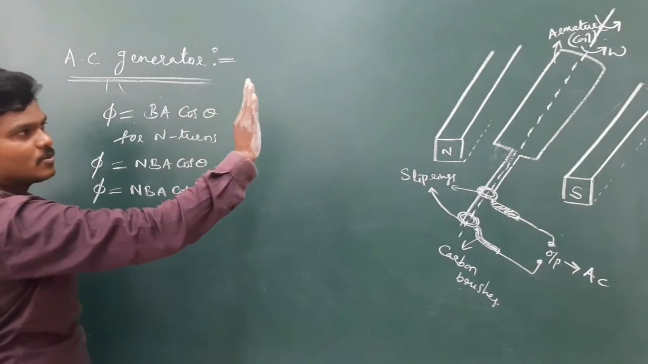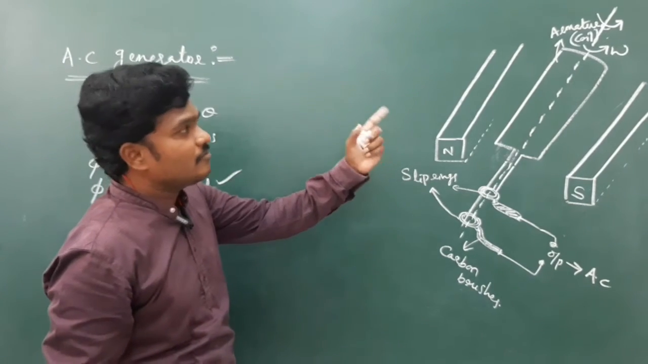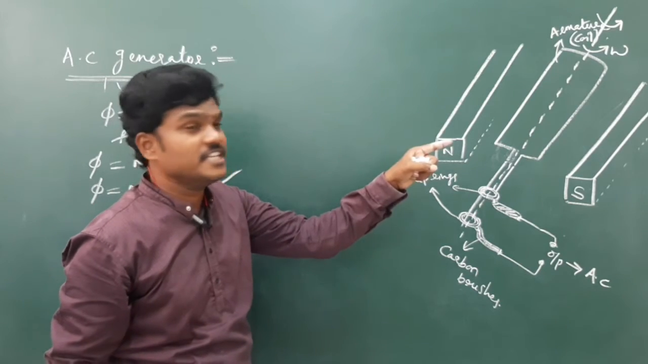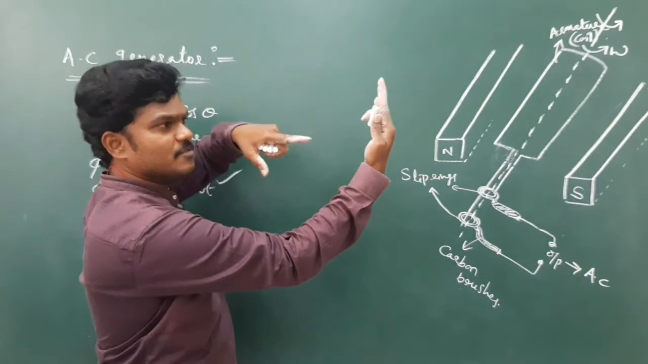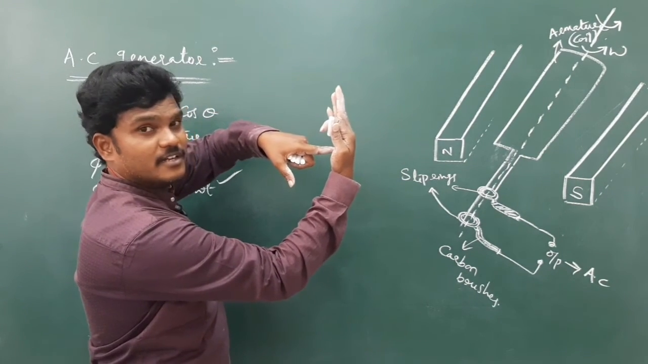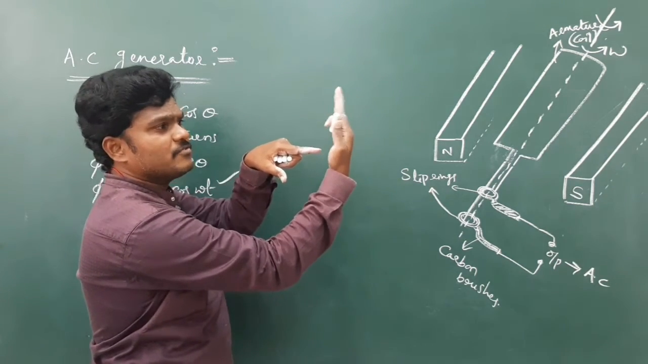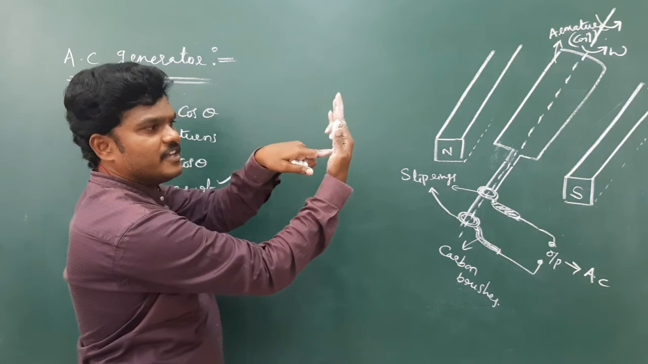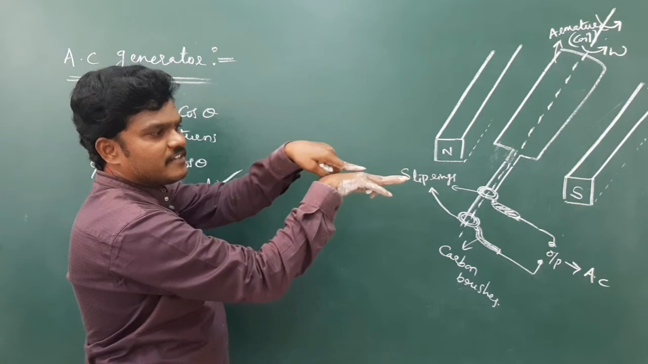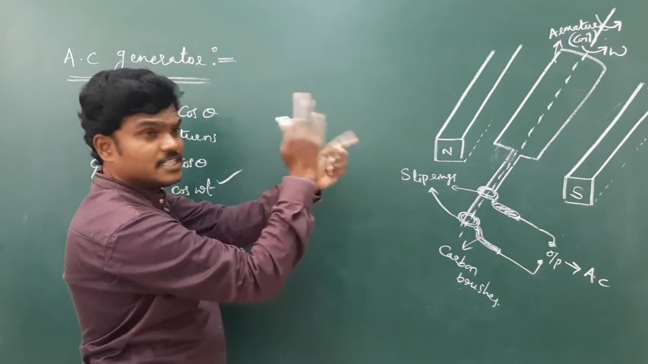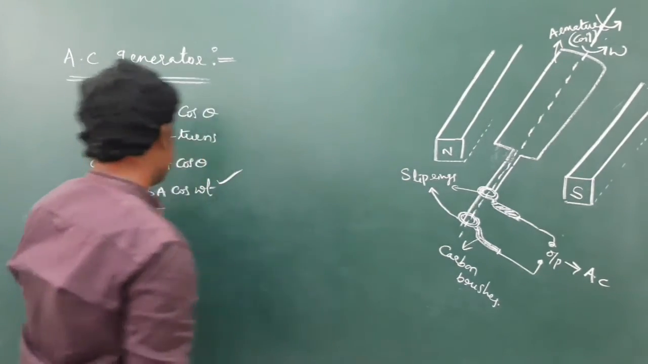Once the coil rotates, the angle between the area of the coil and the magnetic field changes, so the flux changes. If the plane of the coil is perpendicular to the magnetic field, then flux is maximum. I think you know when flux is maximum and when flux is minimum. If the plane of the coil is parallel to the magnetic field, then flux is minimum. There is a variation in flux, and due to that there will be induced EMF. That EMF also we can find.